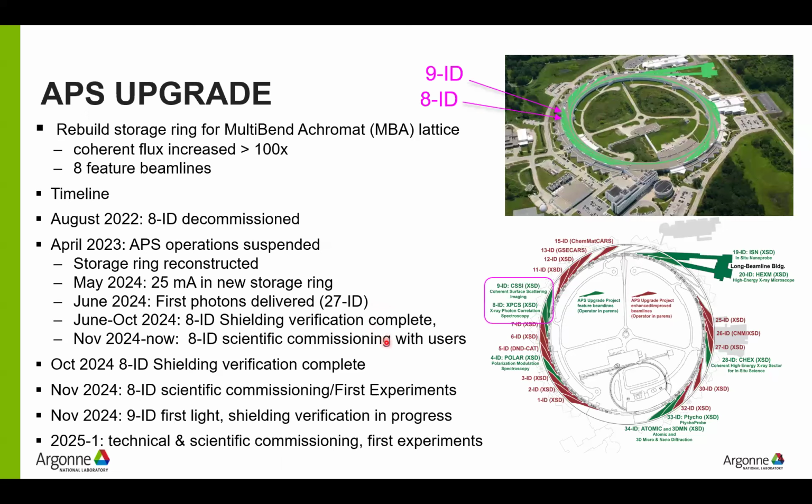8ID has completed their shielding verification. They're starting to work with users again. And at 9ID, we had our first light around Thanksgiving time, and we've done some work towards shielding verification. It's in progress, and we're going to pick that up as soon as beam becomes available again at the end of January. And so we'll be transitioning in this upcoming cycle into technical and scientific commissioning, and hopefully we'll get to work on some of our designated first experiments in this cycle.